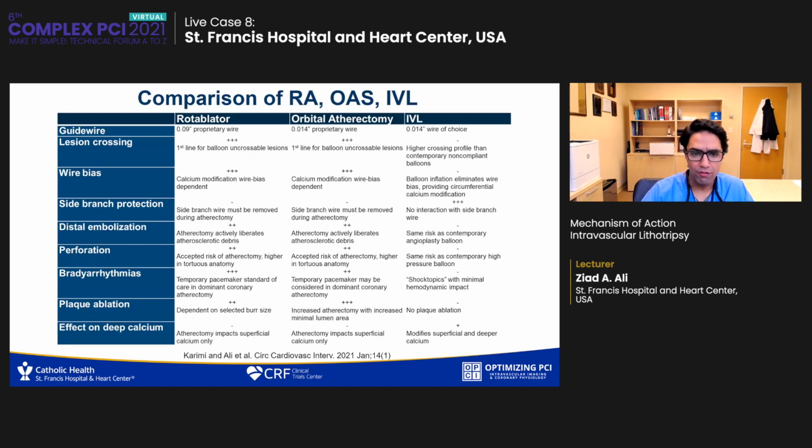Now, I won't belabor this chart, but you can see that there are multiple potential benefits of IVL over atherectomy. Many of those include that you have your choice of your own wire, you eliminate the possibility of wire bias, you can protect side branches, the risk of embolization is very low, the risk of perforation has been very low, the arrhythmias cause minimal hemodynamic impact, and you have an effect on both superficial and deep calcium.